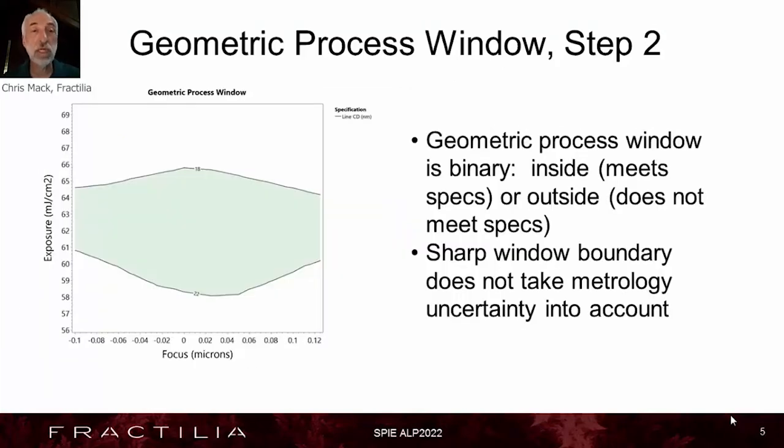In step 2, we create these contours, and then we basically say that inside the process window we have success, outside failure. So it's a binary function, 0 or 1, you're either in or out of the process window. And the contour is interpreted as a sharp line, an exact cutoff between inside and outside the process window. But this sharp boundary does not take into account metrology uncertainty. In reality, we don't know exactly where that boundary is, but we don't take any information about that uncertainty into account.